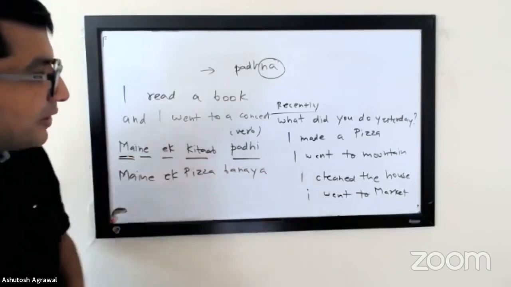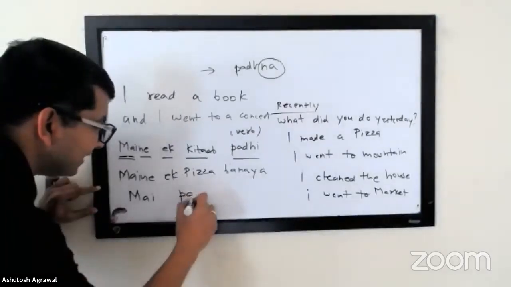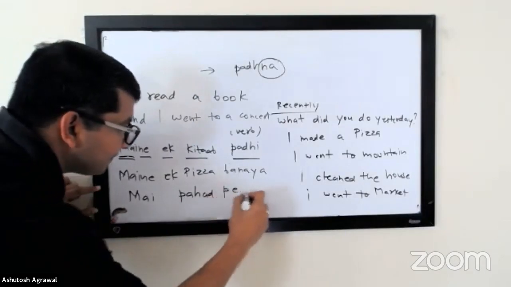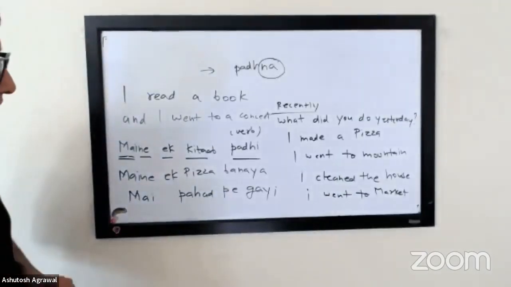Taraji, how will you say? I went to a mountain. मैं पहाड़ गई. मैं पहाड़ पे गई, right? पहाड़ पे गई. Same thing, right? It's awesome. I cleaned the house. Sheila ji.